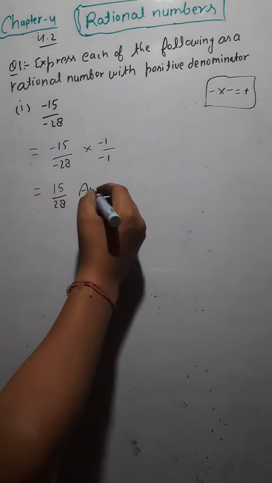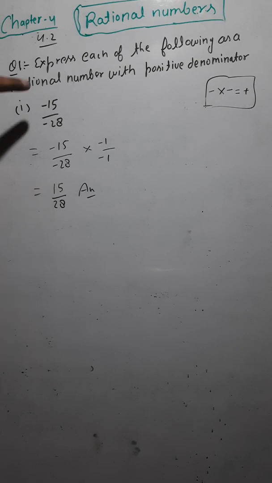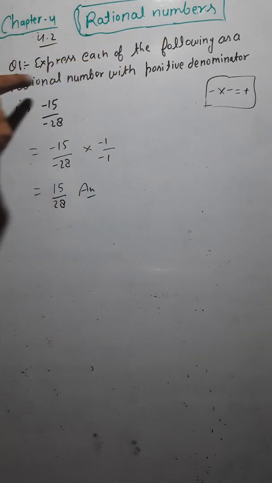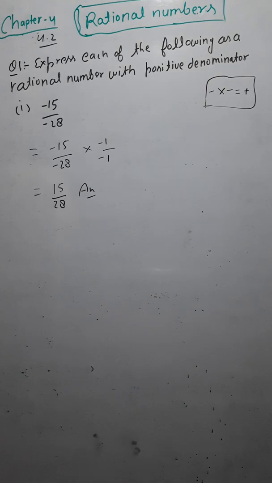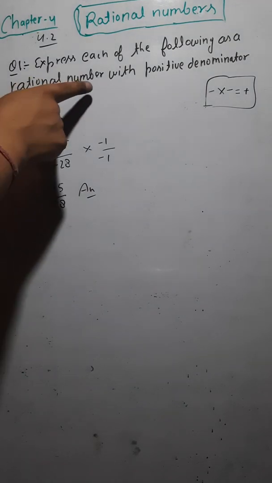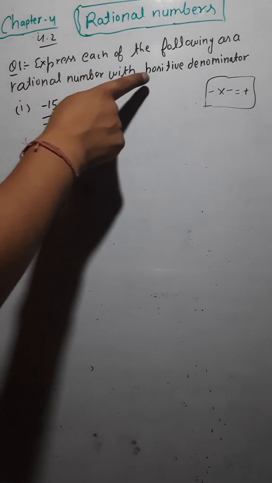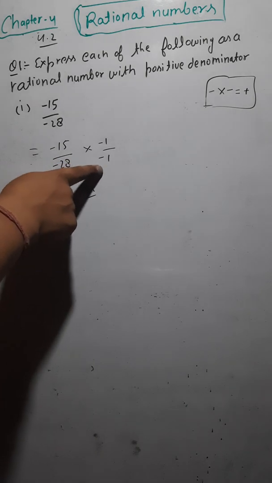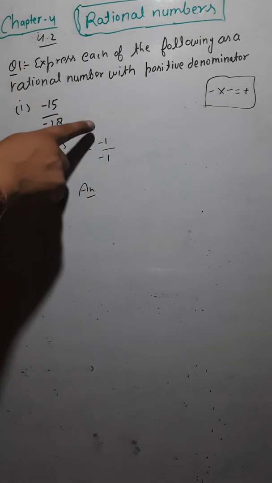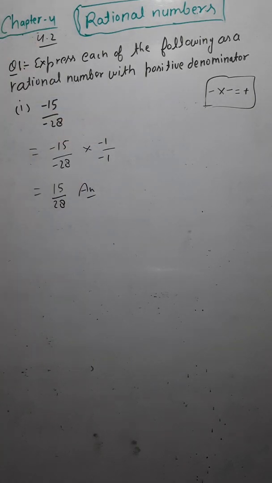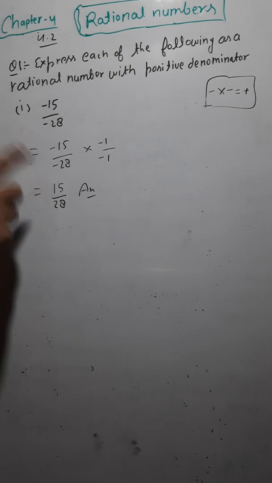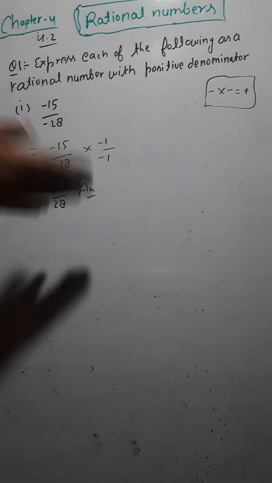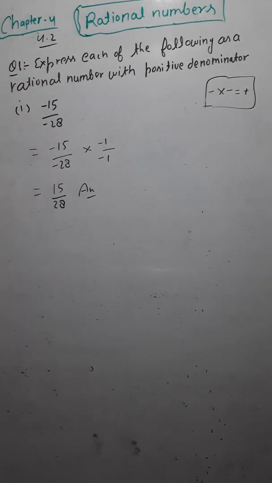So this would be your answer. What is the question? Go through the question again. Express each of the following as a rational number with positive denominator. So this was the first question. Here the denominator was negative. You have to express the denominator into a positive denominator. So that is why I have multiplied it by minus 1, upside as well as downside. And I would be getting 15 by 28. So now the denominator has become positive here. Okay. Just note it down. Then we will be doing the second and third and other questions also.